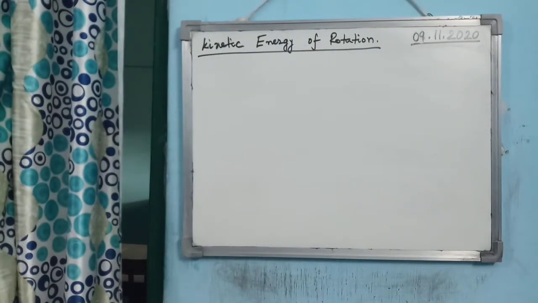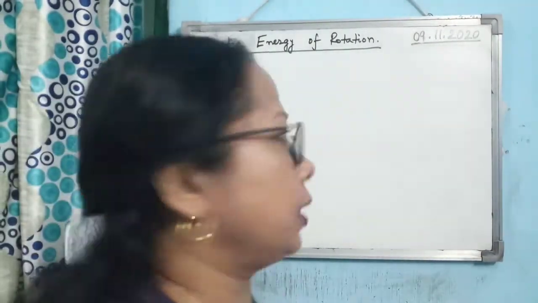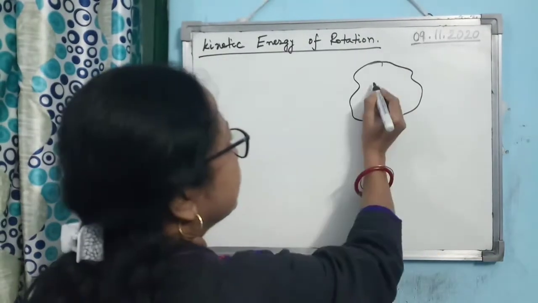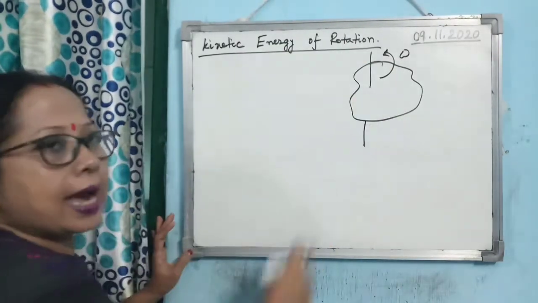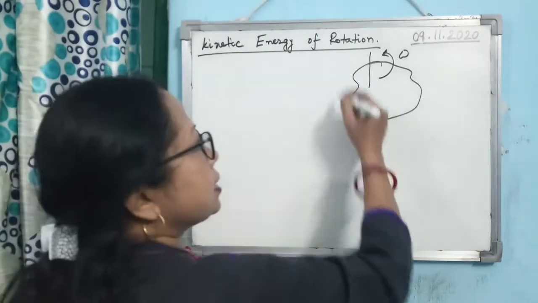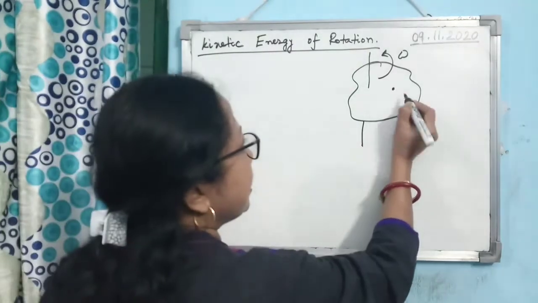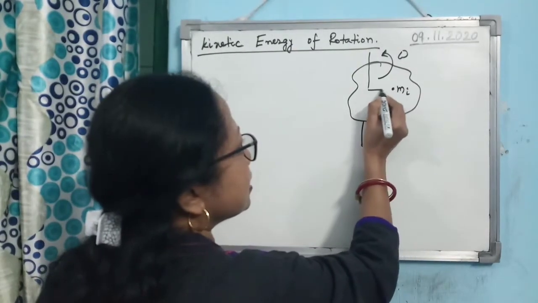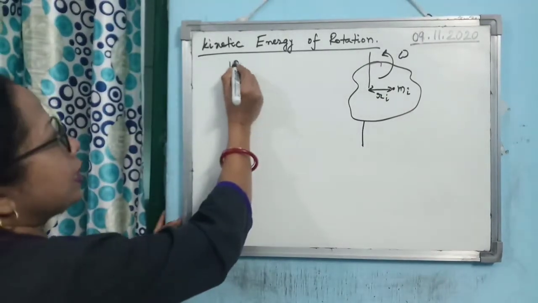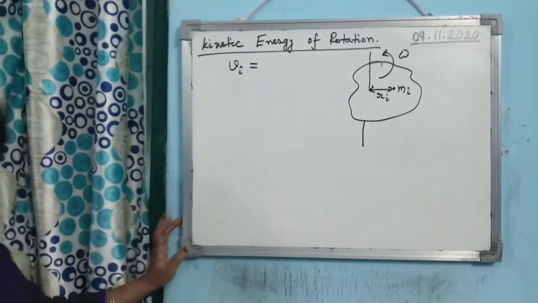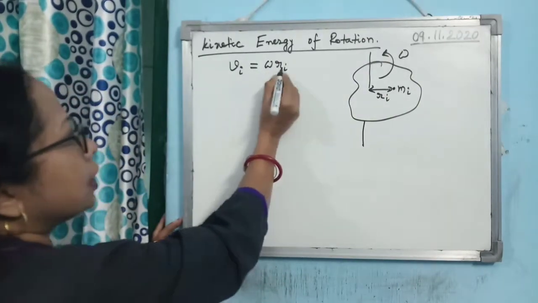So, I am starting the next topic of the rotational motion chapter, that is kinetic energy of rotation. If you consider a rigid body rotating with an angular velocity omega around this axis, you may consider the body consists of small particles, point masses, and let us consider any arbitrary particle m_i at a distance of r_i from the axis of rotation. Then what is the linear velocity of that one, v_i? You can write it as omega into r_i. You know v is equal to omega into r.